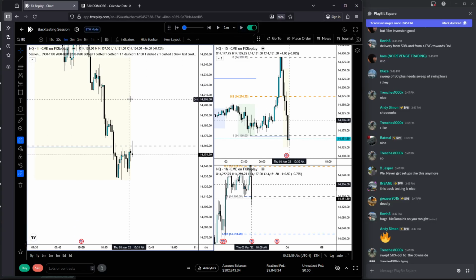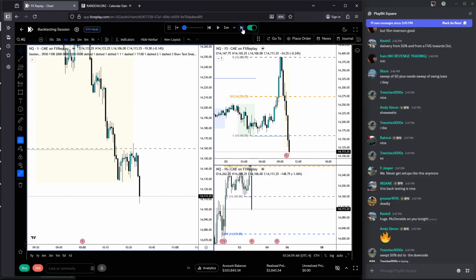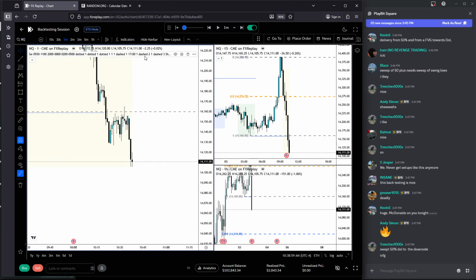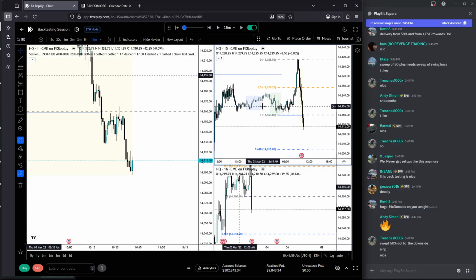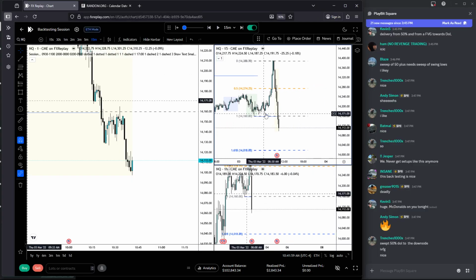Momentum is dead. Why is it not working? Okay, looks like it just wants to keep going down. In that case, it's fine. Day's about to end anyways. Well, what's the daily range now?